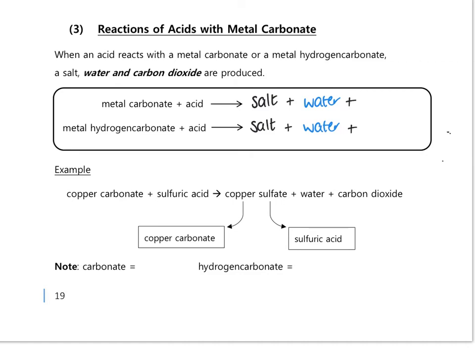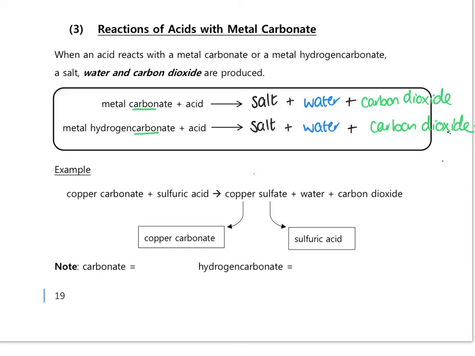And the clue is from this carbon, part of your carbonate or hydrogen carbonate. Our other product is actually carbon dioxide. So you need to be familiar with the general equation for these reactions, and that will help you determine the products if you were asked to write an equation for these reactions. So you can see that a metal carbonate and a metal hydrogen carbonate react in the same way with acid, and that is to produce a salt, water and carbon dioxide.